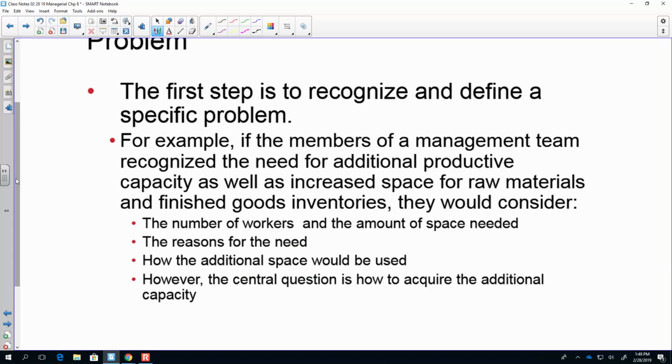First step, recognize the problem. And I think what we're looking for is additional productive capacity and space for raw materials. So in other words, we're looking to expand our operation. How do we do that? What is the best choice for us? Do we build a new facility? Do we find a warehouse that is empty and we can simply lease it from that person? Or do we even decide, let's not take the risk at all in building or renting, let's just outsource our additional workload.